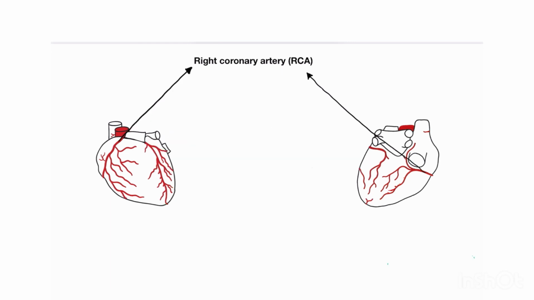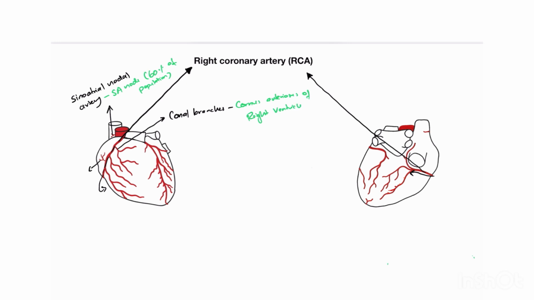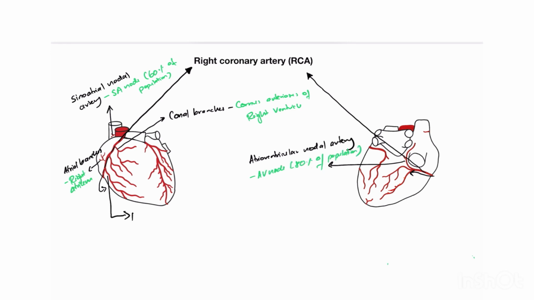and V6 leads. The right coronary artery travels through the coronary sulcus to the inferior surface of the heart. It gives off sinoatrial nodal artery, supplying the SA node in 60% of population. Conal branches supplying the conus arteriosus of right ventricle. Atrial branches which supply the right atrium. Atrioventricular nodal artery which supplies AV node in 80% of population. Right marginal artery supplying the lateral right ventricle.